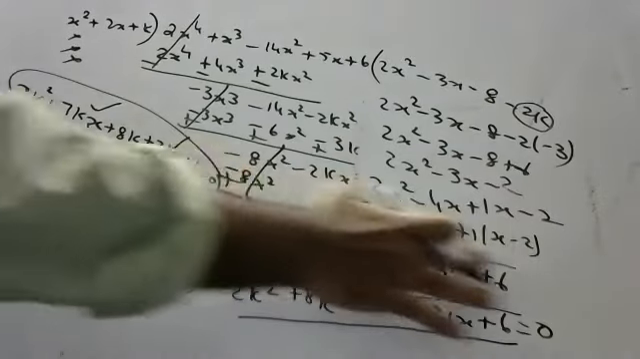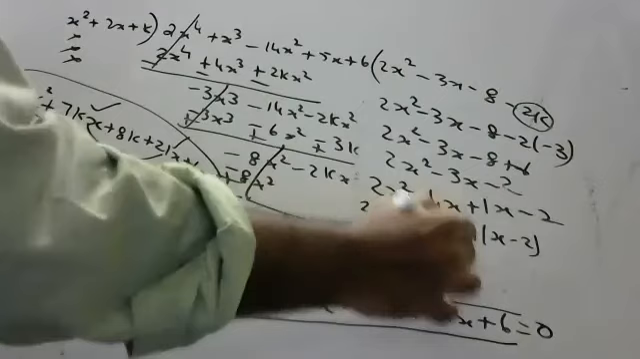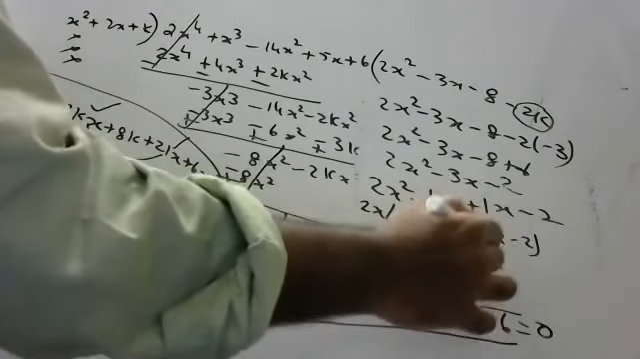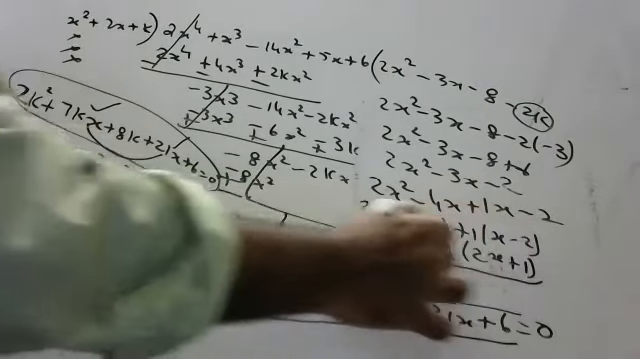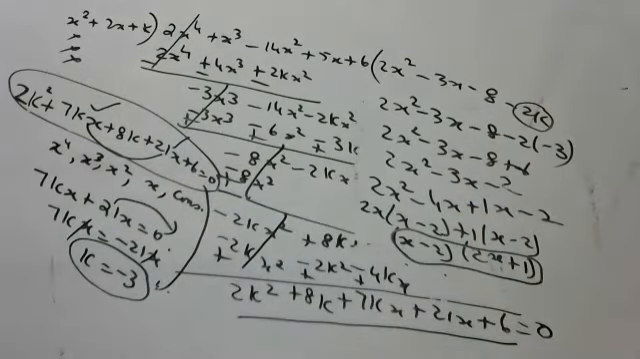Okay, children? Now, x minus 2 you are taking common, and 2x plus 1 is the other. These two are the other two factors. Okay? These two are the other two factors.